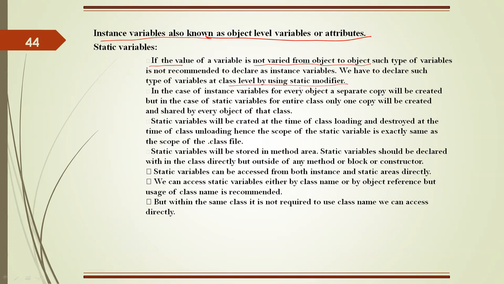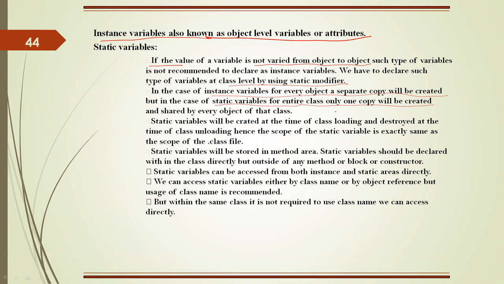We have one suggestion also. We should not declare it at class level as an instance variable; we should declare it as a static variable, because it does not vary from object to object. One variable cannot vary from one object; it is stuck with that one object, right? This is the meaning. For an instance variable, a separate copy is created for every object. But in the case of a static variable, only one copy is created for the entire class. If you go with the instance variable, a separate copy is created for every object.